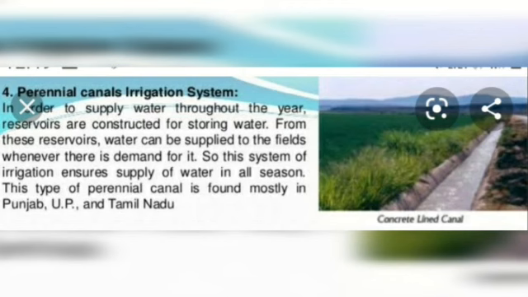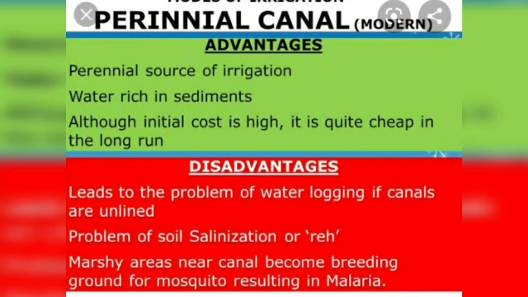Perennial canals. These are the canals where the water is there throughout the whole year because the main source is the perennial rivers. So artificial lakes and reservoirs are constructed across the rivers. The advantages include that it is a perennial source of irrigation. The water is very rich in sediments, since the rivers are long ones. The initial cost of building is high, but it is quite cheap in the long run.